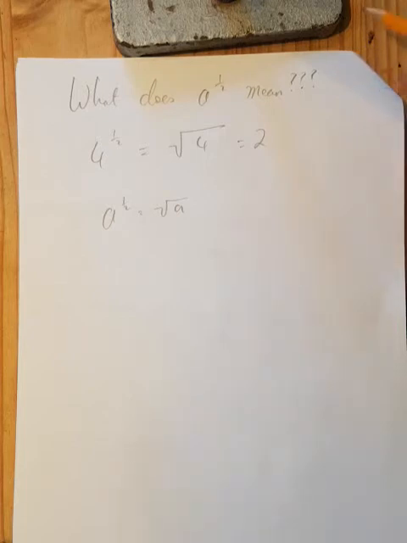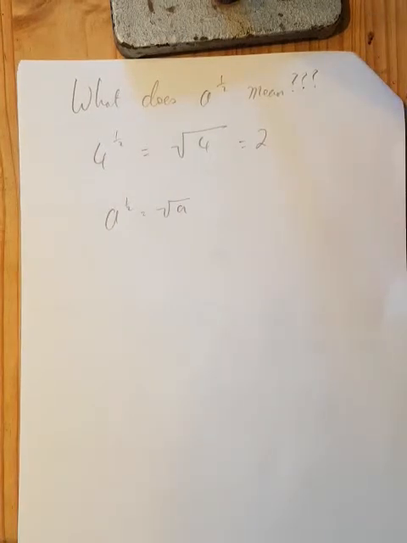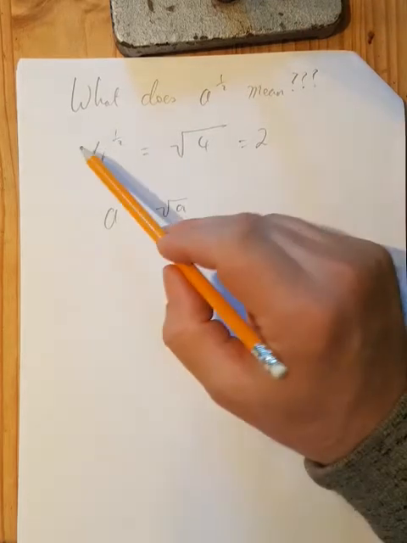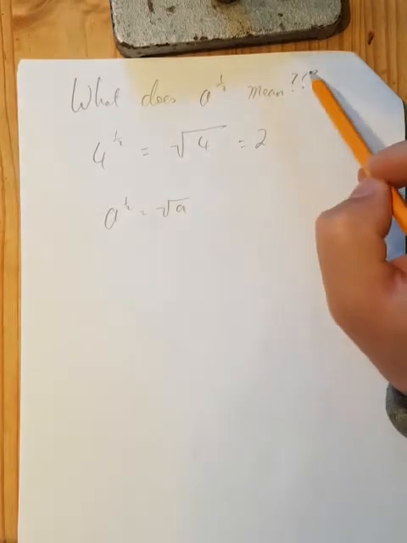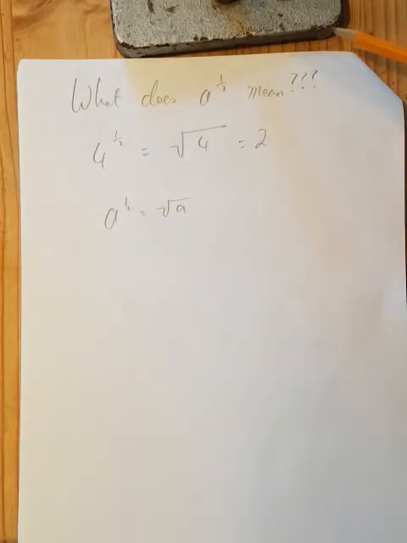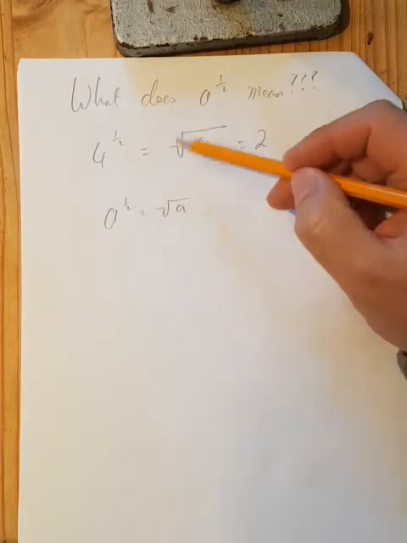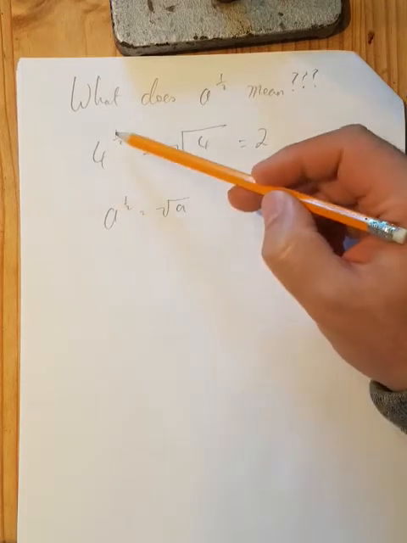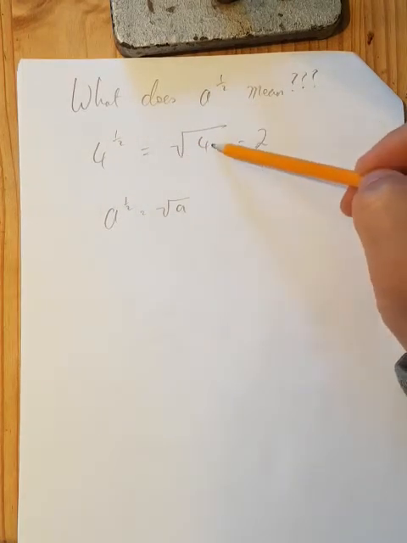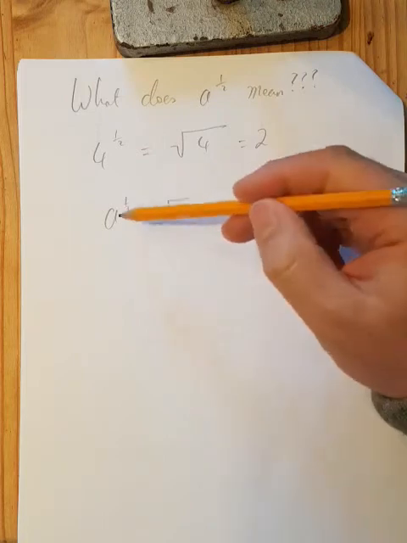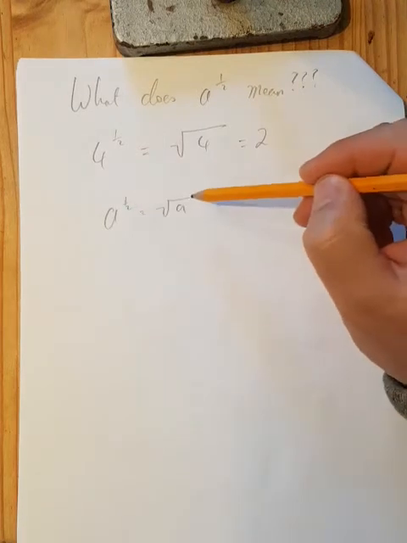Okay, so continuing on from where the previous video inadvertently shut down, we are on to the last of our indices laws. So that is, what does a to the power of a half mean? Or what does anything to the power of a half mean? Well, something to the power of a half is basically the square root of it, okay? So 4 to the power of a half would be the square root of 4, and the square root of 4 is 2. So a to the power of a half equals root a is how it would be written in your book.